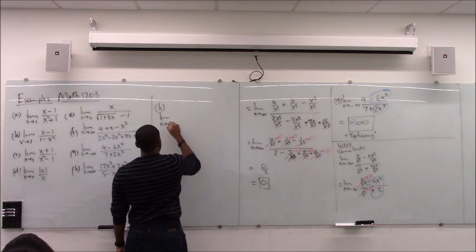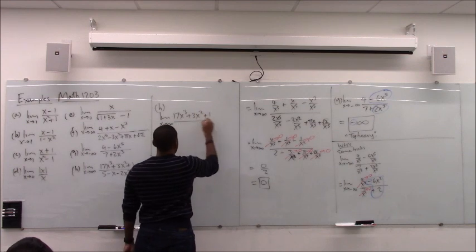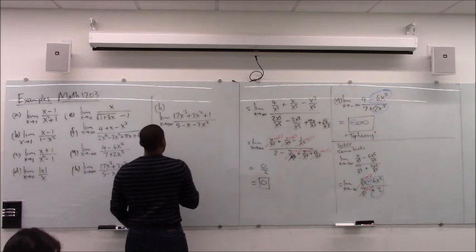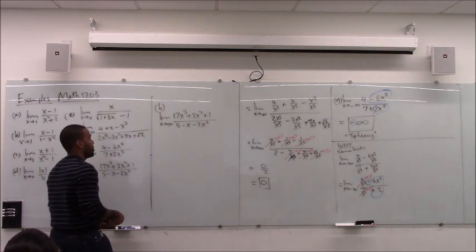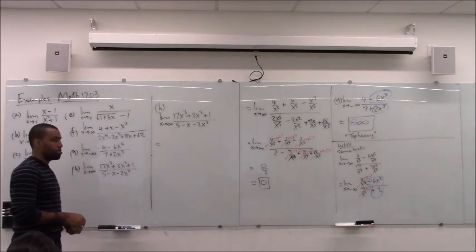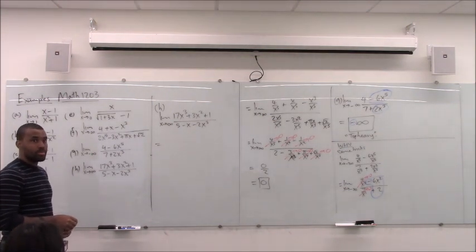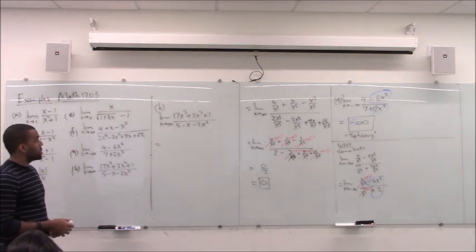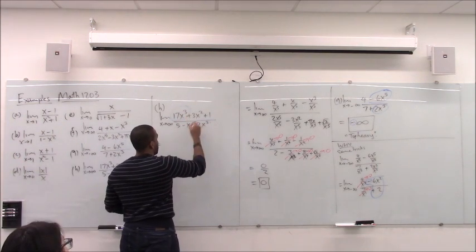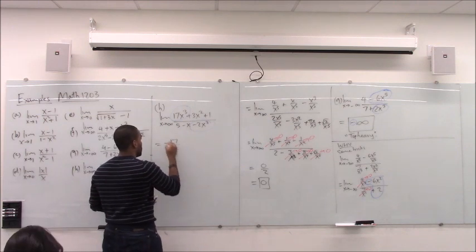Limit as x approaches infinity of 17x cubed plus 3x squared plus 1 over 5 minus x minus 2x cubed. Okay, what do you think is going to happen to this one? Since the powers are the same, don't you use the coefficient? That would make the answer what? 17 over negative 2. Minus 17 over 2.